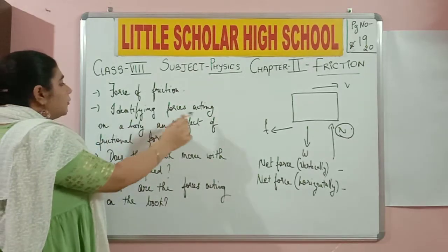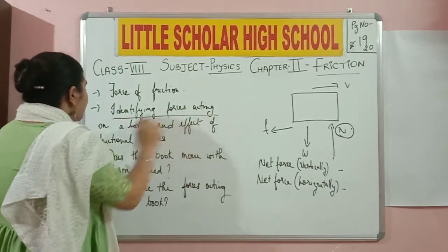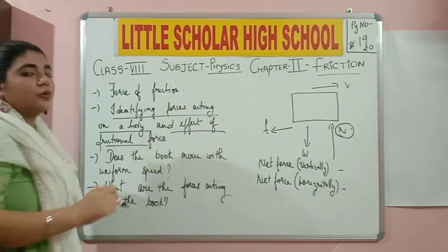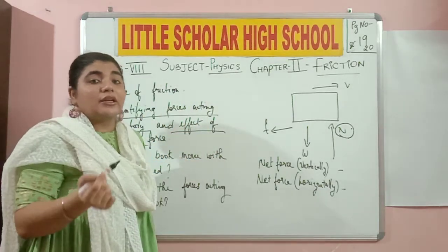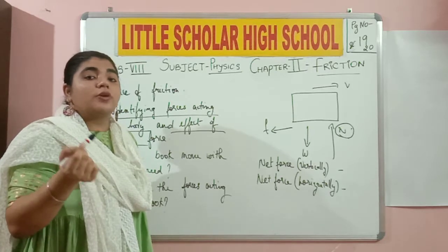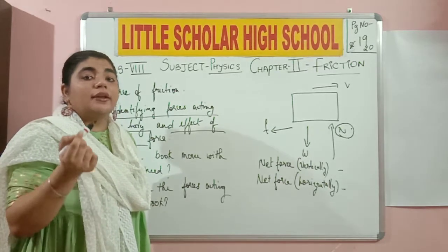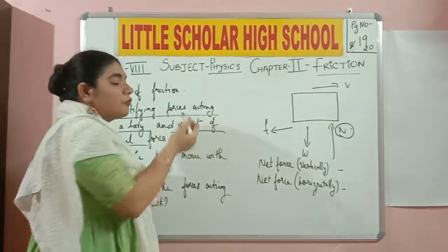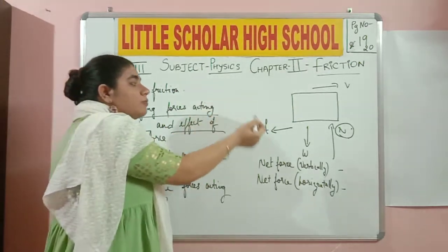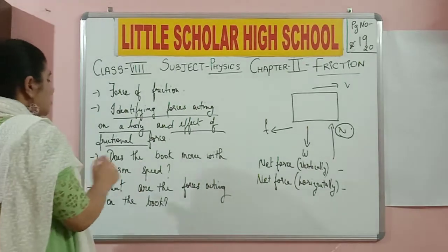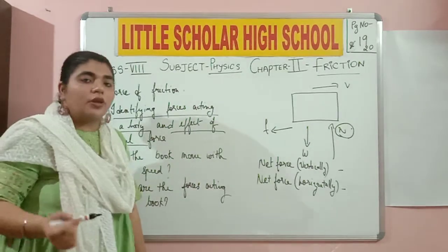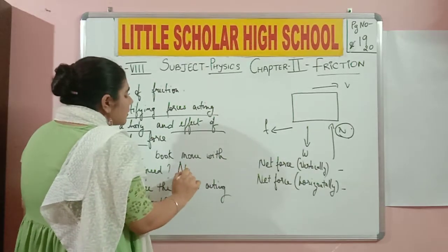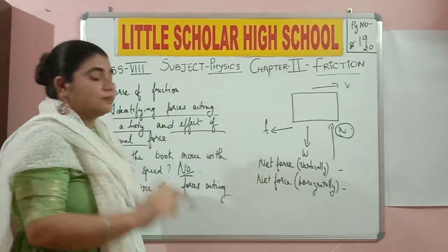Now look at this, identifying forces acting on a body. We have done this part. And effect of frictional force. What was the effect of frictional force over here? It decreased the speed with which the book was moving. Okay, and it gradually came to rest because of frictional force. That was the effect of frictional force on a moving body. Okay, now does the book move with uniform speed? Do you think so? Is it moving with uniform speed? No, it is not. It decreases its speed and comes to a halt.